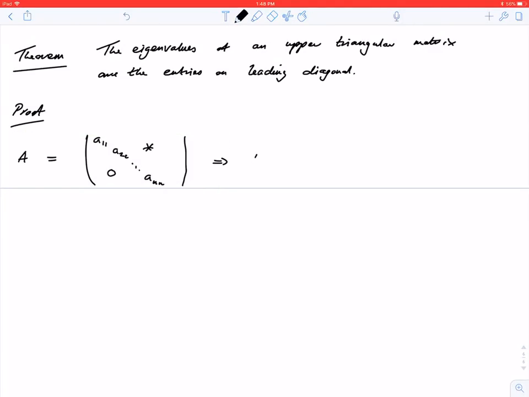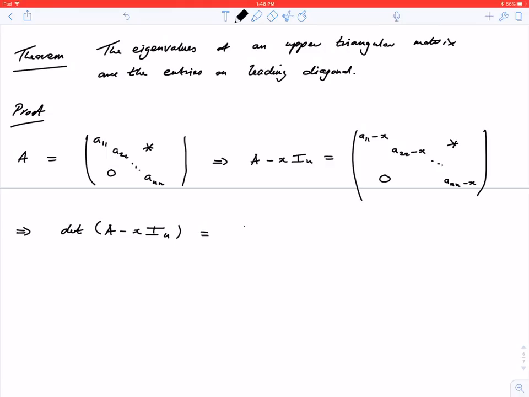So this implies that A minus x times the identity is equal to what? Well, it's going to look like the following. It's going to be A11 minus x, A22 minus x, dot, dot, dot, ANN minus x, with star up here and 0 here. So what does this mean? Well, what's the determinant of an upper triangular matrix? It's the product of the entries down the diagonal. So the determinant of A minus x times the identity, the characteristic polynomial, is the product A11 minus x, A22 minus x, dot, dot, dot, all the way down to ANN minus x.